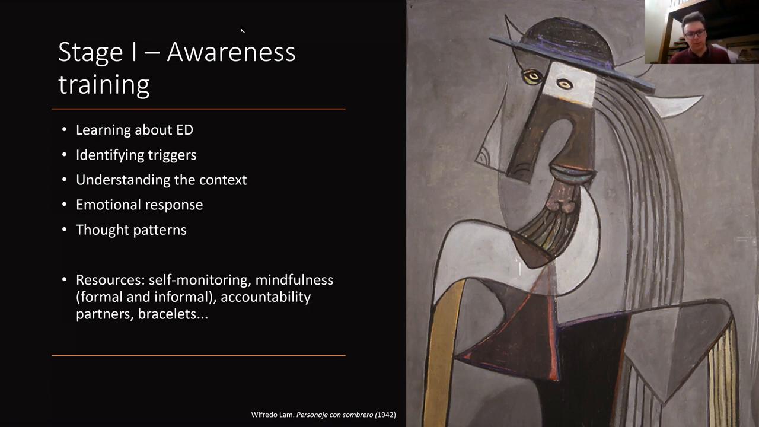Second type of mindfulness that you can use is informal mindfulness. This is very helpful if you already have an idea about the contexts in which you pick. So if you know, for example, that you pick while you watch TV, what you can do is give yourself a task to be mindful of your hands the whole time.